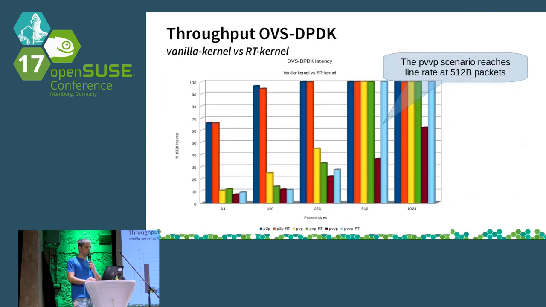And the same thing can be seen about the vanilla kernel versus the RT kernel for OVS DPDK, where the only real benefit can be seen at a 512 bytes packet, where the most complex scenario, the PBVP scenario, can reach line rate much, much sooner than before.